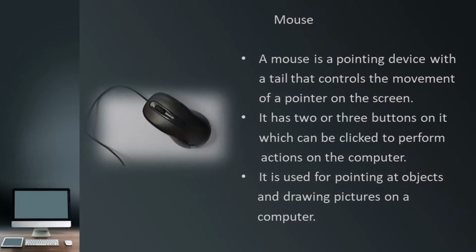Mouse. A mouse is a pointing device with a tail that controls the movement of a pointer on the screen. It has 2 or 3 buttons on it, which can be clicked to perform actions on the computer. It is used for pointing at objects and drawing pictures on a computer.